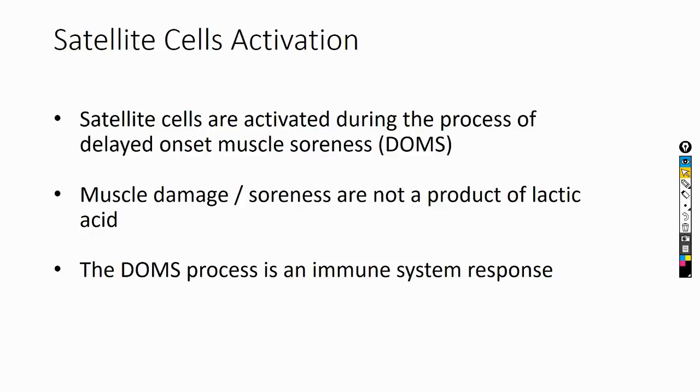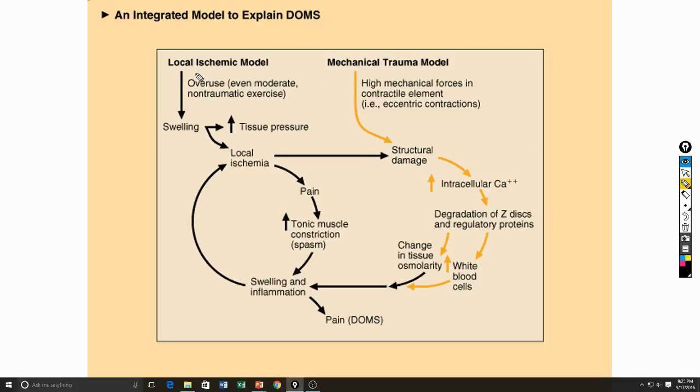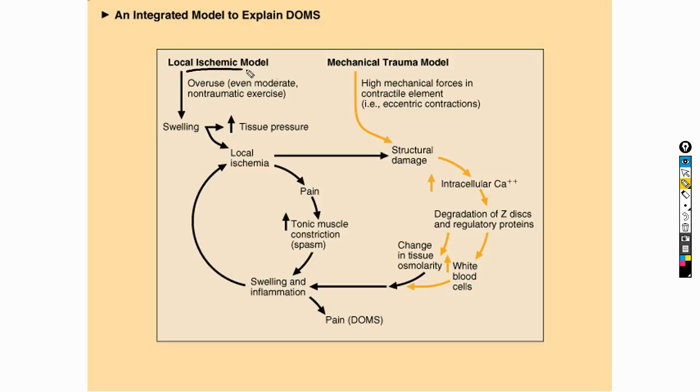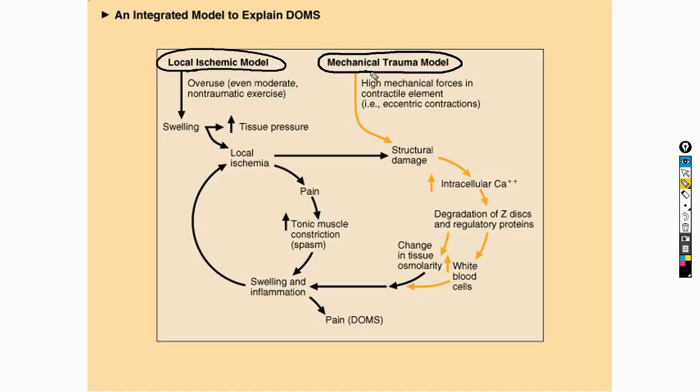The DOMS process is actually an immune system response. And this is kind of what that looks like. Alright. So, a couple ways you can have damage to a muscle. A couple root causes, I guess, if you want to go that way. Alright. So, we have the ischemic model. Okay, this is more of a metabolic, so say long distance endurance, something like that. Mechanical trauma, that is more like lifting.